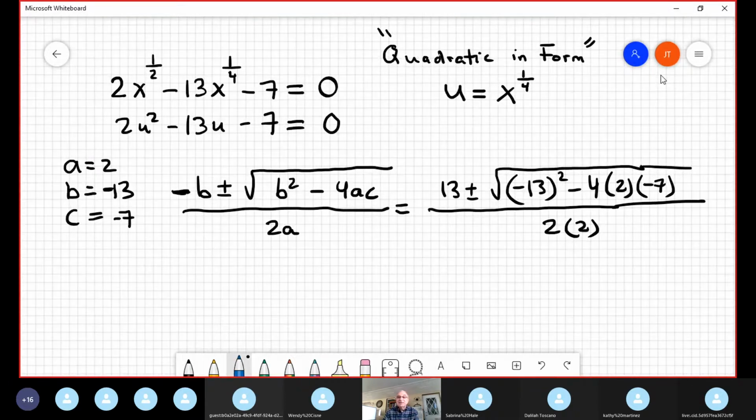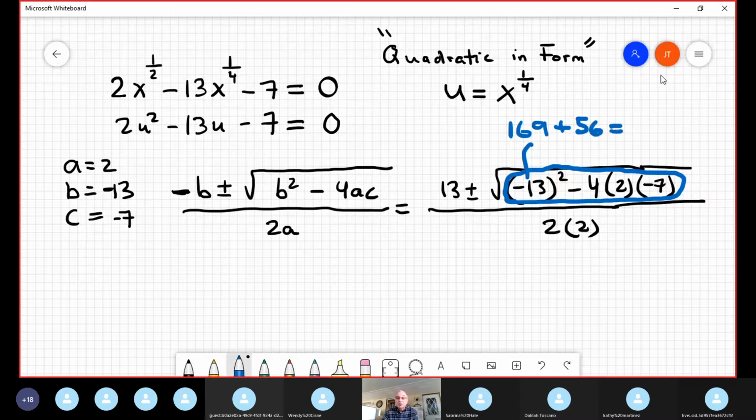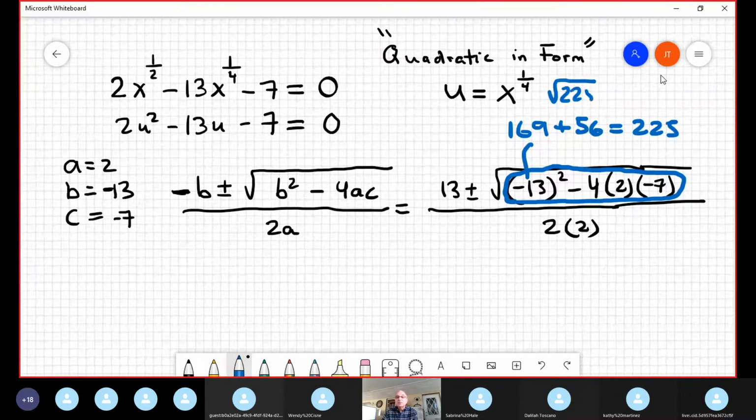So we compute the expression inside the radical. This is the order of operations, always the same. You compute 13 squared, 169. Put it in the calculator, 169, positive. Be careful with the sign. We have a double minus, so it's plus. Plus what? Plus 56, because 4 times 2 is 8, 8 times 7 is 56. When you add them, it gives me 225. And don't forget the square root, no? The square root of 225 is 15.